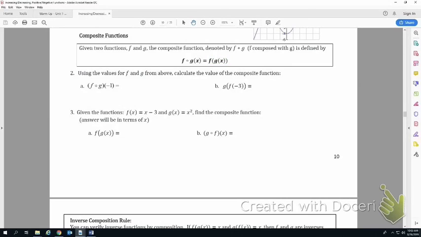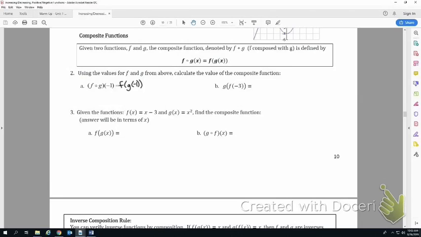So we're going to 2a. So I've got f composed with g of negative 1. Again, I am always going to write it like that. F of g of, sorry, of negative 1. Alright, so this is different than what we just did. Up at top, we were adding, subtracting, multiplying, dividing.